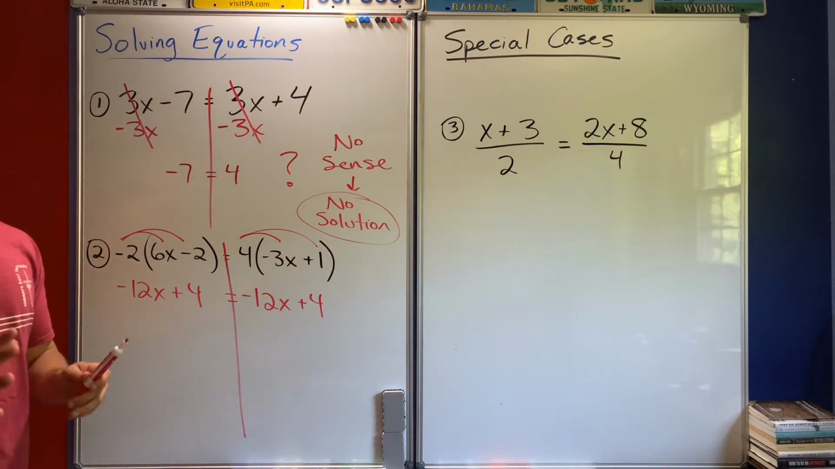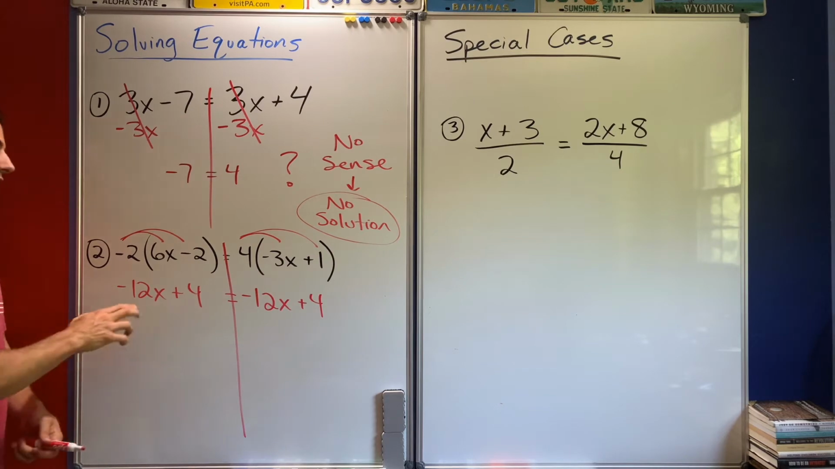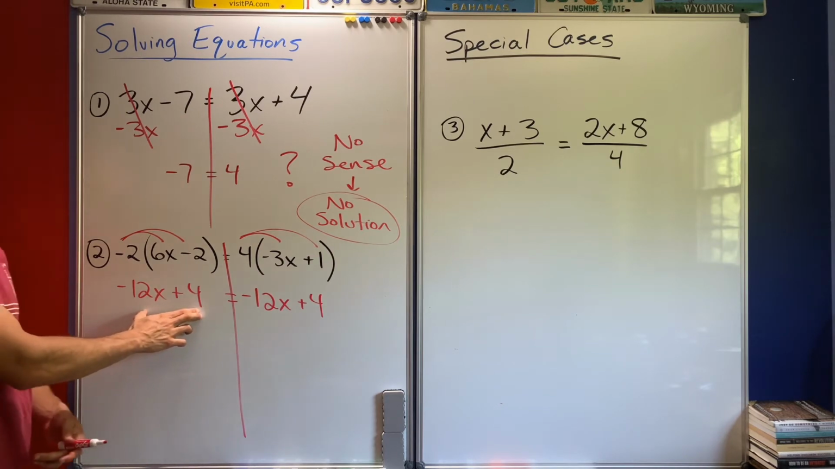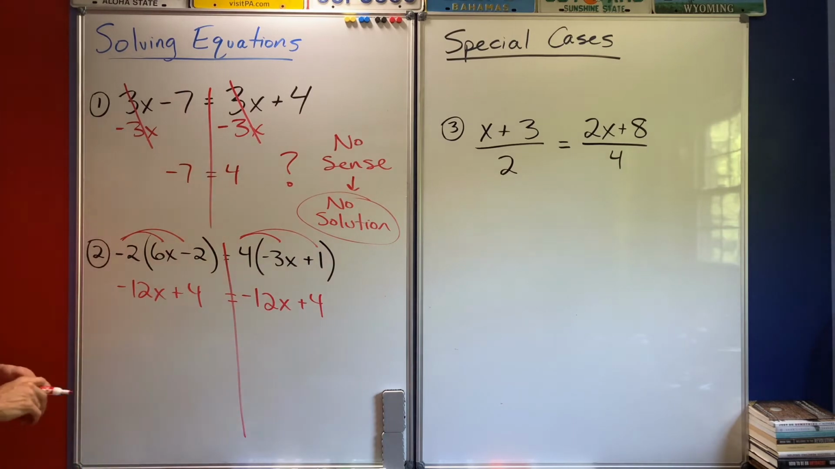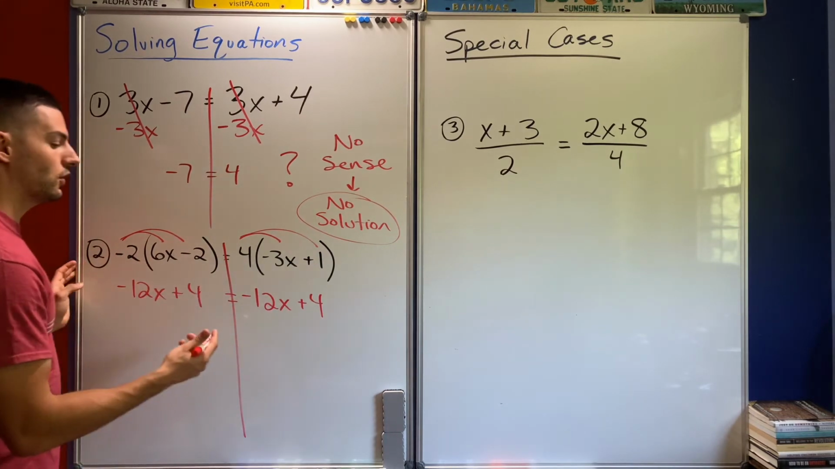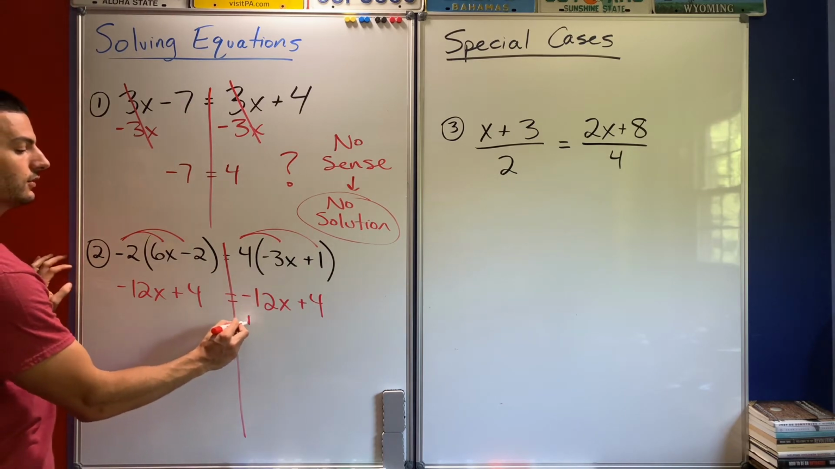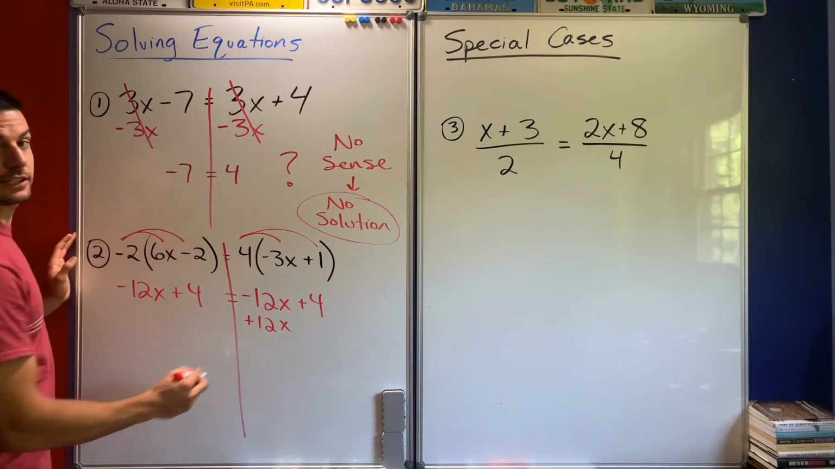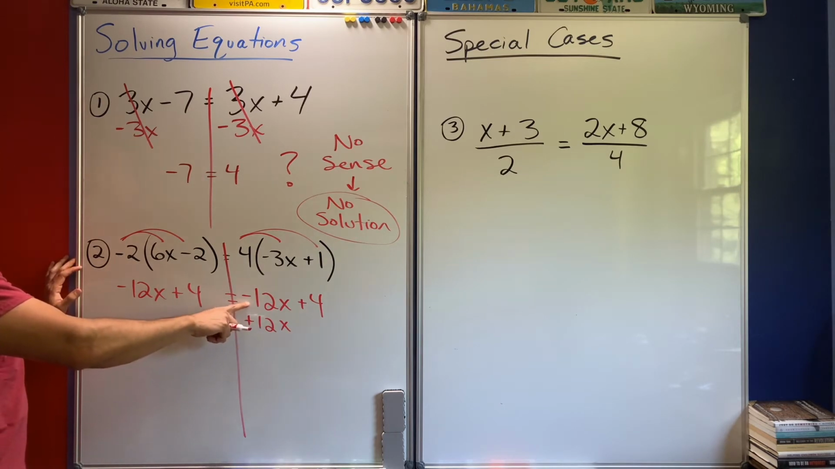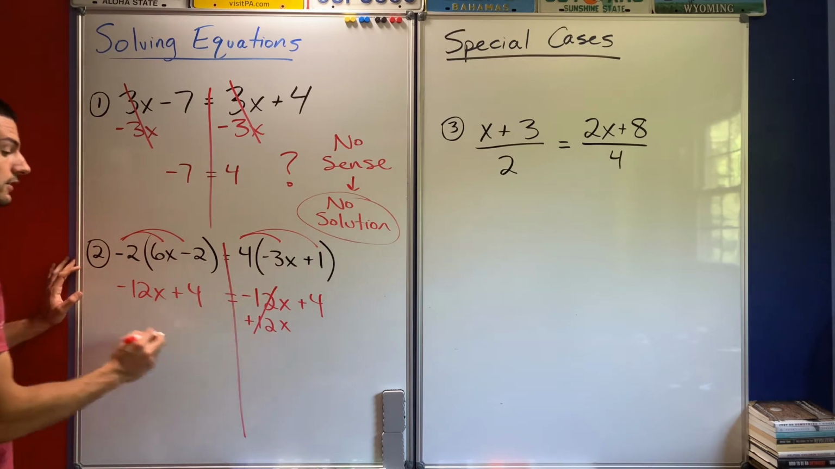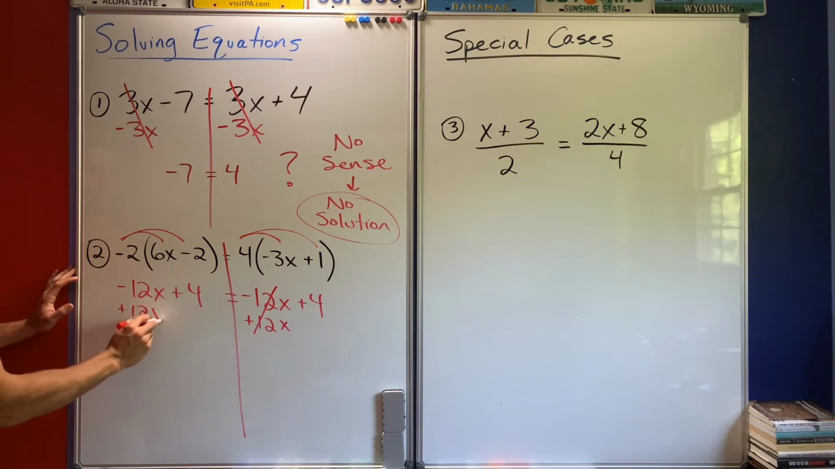Okay, so at this point, if you're observant, you might notice that it's the exact same thing on both sides. And again, that's a little different. We don't usually see that. But if I would still try to solve this, my next step would be to cancel one of my x terms. So I would add this 12x to cancel out this negative 12x, and I'd add 12x here on the right.